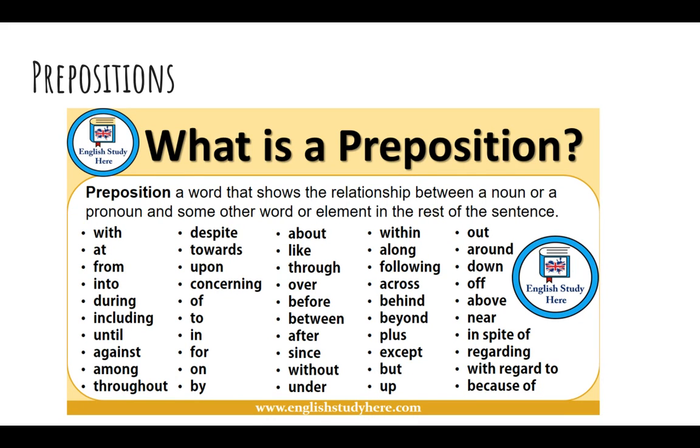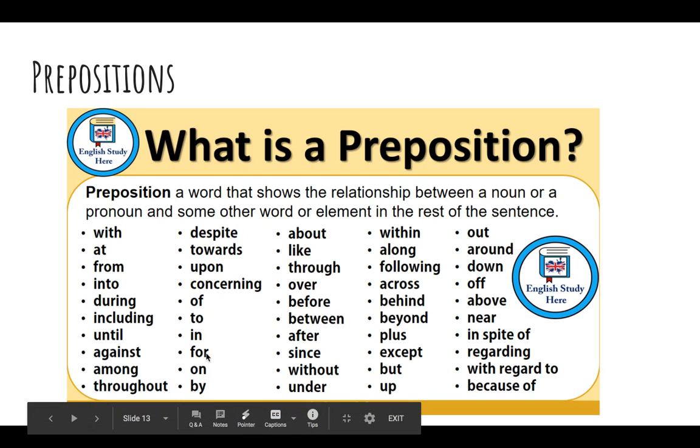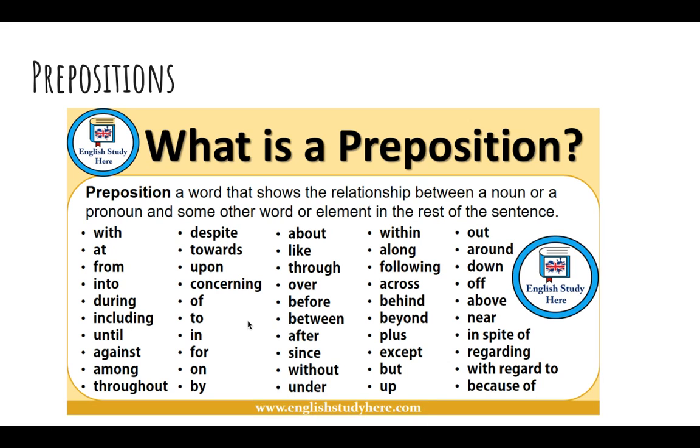Okay, then we have prepositions. A preposition is a word that shows the relationship between a noun and another word in the sentence. So, with, at, from, into, during. My cat is on the table. The preposition would be on. It's telling you the relationship between the cat and the table.